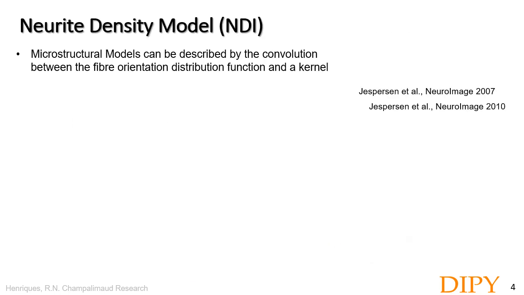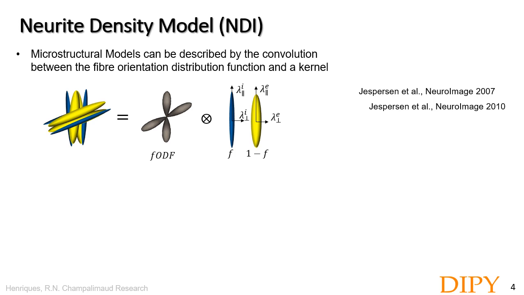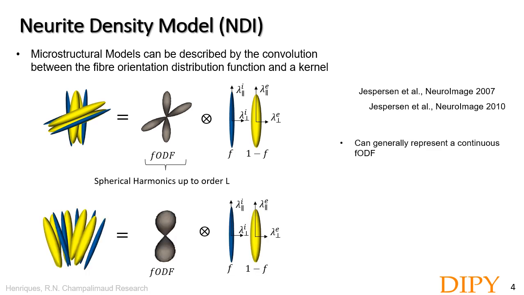Later, an approach to model restricted and hindered compartments distributed along continuous directions was proposed by Jespersen et al., named the neurite density model approach. This represents tissues as a convolution between compartment types in the kernel and a continuous fiber orientation distribution function that can be represented by spherical harmonics up to a given order L. This framework can generally characterize crossing or fanning compartments. It is important to note that this framework is identical to the spherical convolution techniques presented earlier today by Maxime.